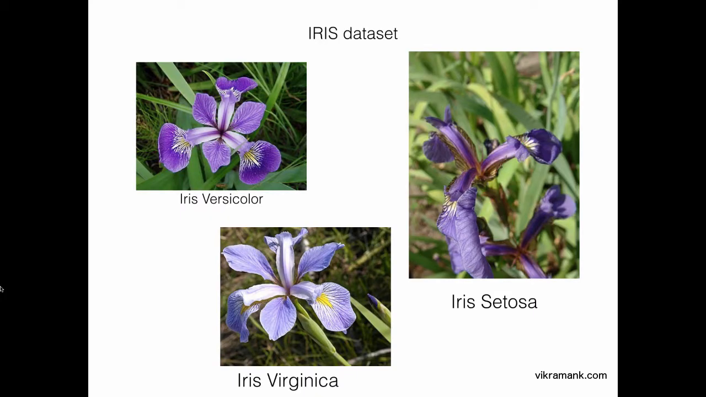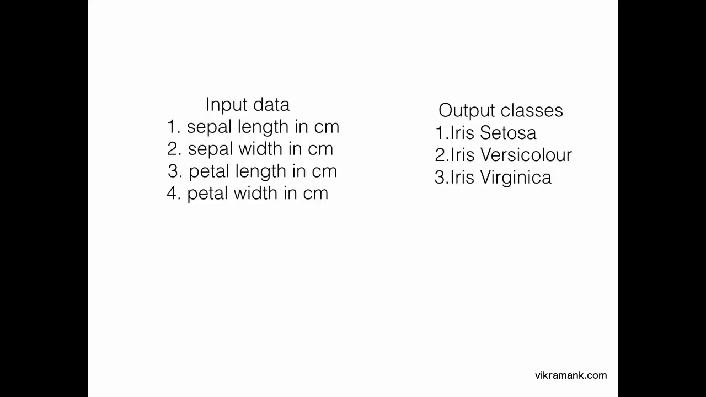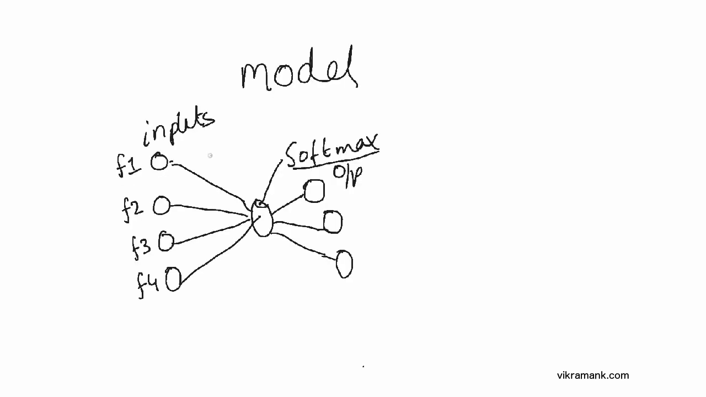The iris dataset contains three species, namely Iris versicolor, Iris virginica, and Iris setosa. The data contains four attributes, namely the sepal length, sepal width, petal length and petal width, all in centimeters. And the output class contains the three different species. Let's sketch our model first. We have four different inputs corresponding to different attributes, and three different outputs corresponding to different species.